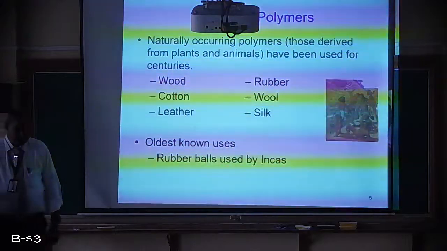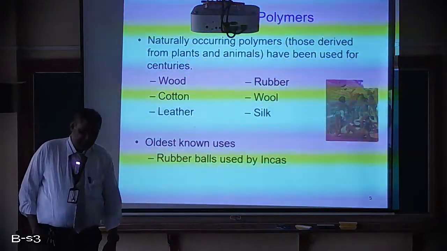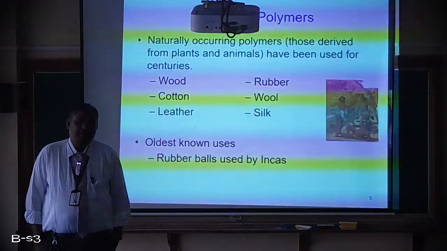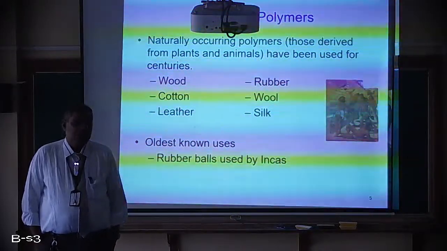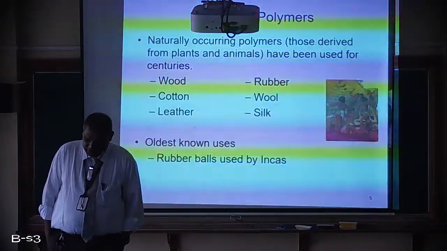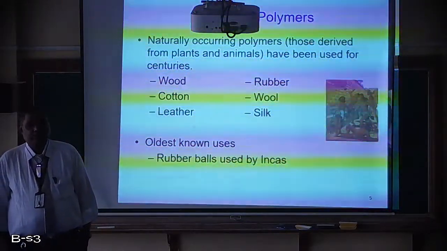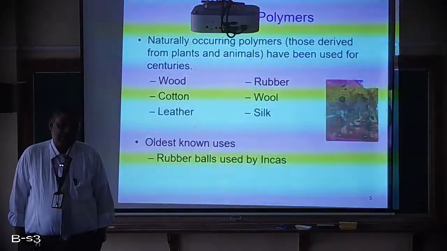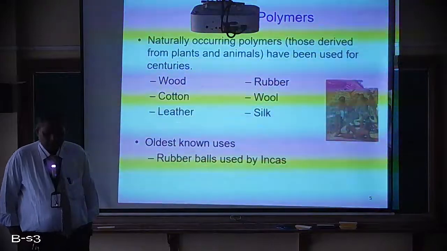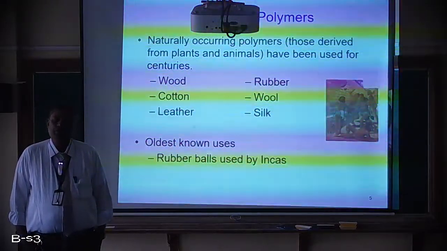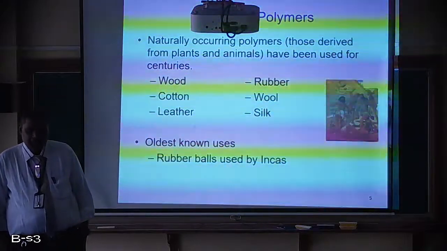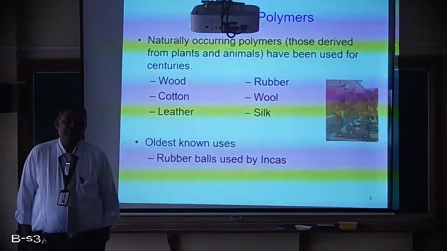Now you can see the polymer is not a new material. It is very old, and all of these are natural. These ancient polymers are also called natural polymers. So polymers can be defined in two ways: one is natural polymers and the other is synthetic polymers. Whatever present-day polymers we are using are all synthetic polymers, also called artificial polymers, while the ancient polymers are called natural polymers.